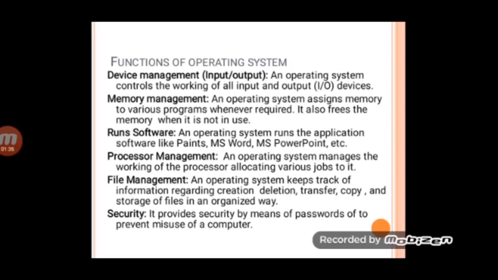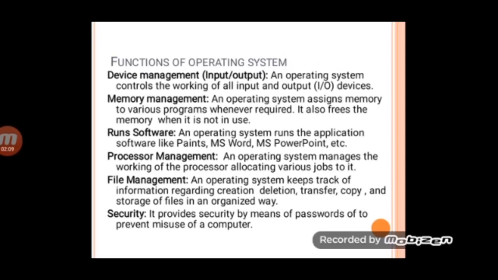Memory management means an operating system assigns memory to various programs whenever required. It also frees the memory when it is not in use. Run software means an operating system runs the application software like Paint, MS Word, MS PowerPoint, etc. Processor management means an operating system manages the working of the processor, allocating jobs to it.